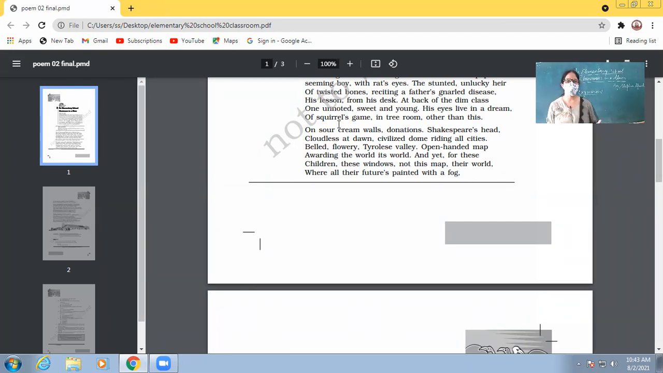"Shakespeare's head, cloudless at dawn, civilized dome, riding all cities." So first of all, in the classroom, what's there? There is Shakespeare's head. So what is Shakespeare's head? Like there is a bust of Shakespeare. Okay, this much. There is a Shakespeare's bust. You may call it a statue. There might have been a poster, but I guess it might have been a Shakespeare's bust. That is a statue. In the elementary class, a Shakespeare's bust is kept.